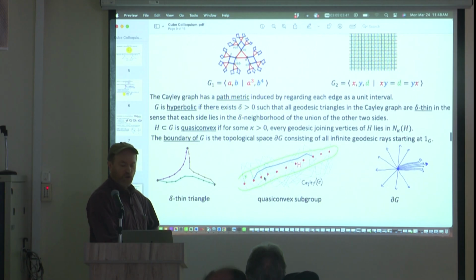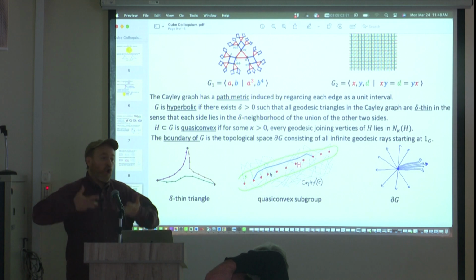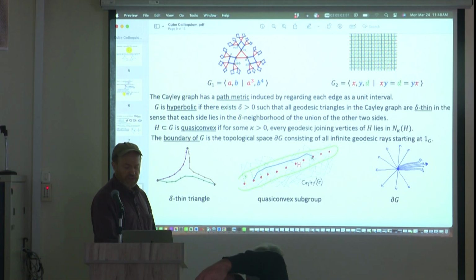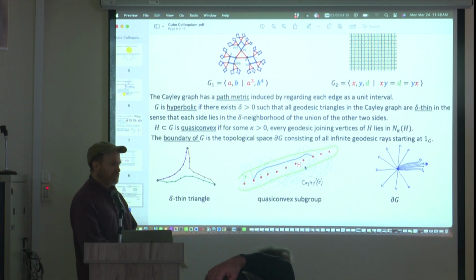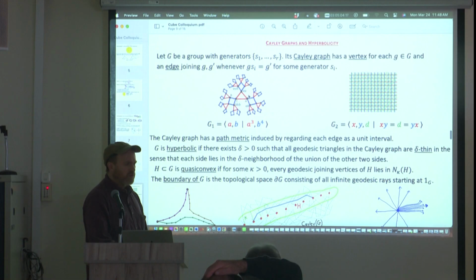And there's also a notion of a quasi-convex subgroup, which means a subgroup which is nearly convex. So any geodesic in the Cayley graph joining 2 points in the subgroup lies in some uniform neighborhood. Okay, that's a quasi-convex subgroup. Yes? The Cayley graph is like just a subspace of Rn with the standard metric. No, better not. What does it mean, the delta neighborhood?